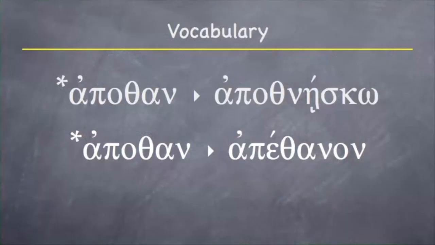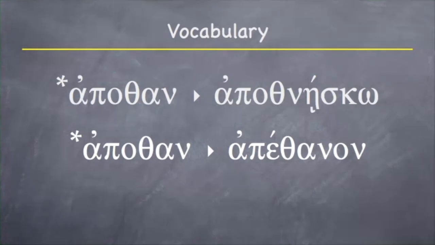Okay, that's it for the vocabulary. So let's take a look at the second aorist that you know so far, okay? In this chapter you learned apothnesko, and it's from the root apothan. That's kind of weird, isn't it? How did you get from apothan to apothnesko? Well, the alpha after the theta dropped out, and eta was added in, and then iota sigma kappa. We've seen that pattern before. Yeah, it's kind of weird.